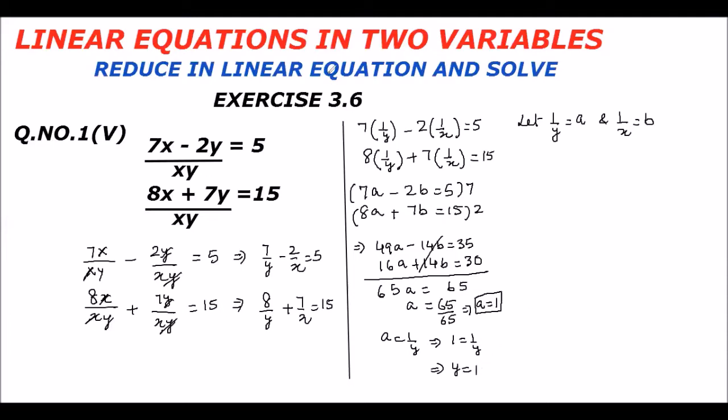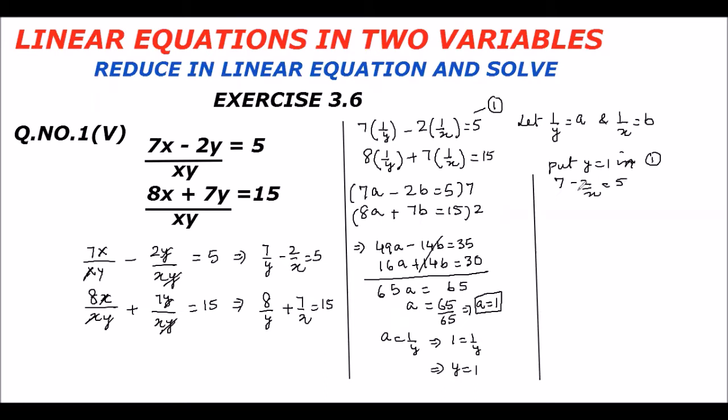Now children, putting this value of y in any of these two equations, we will get the value of x. So if I put this value of y here, I'll get 7y. Put it in the first. Let us call this the first. Put y is equal to 1 in the first. Children, I'll get 7 minus 2 upon x is equal to 5.